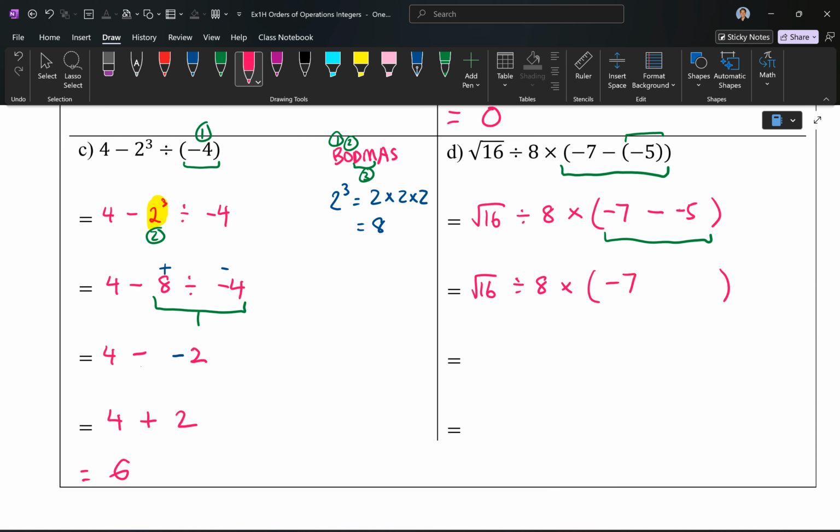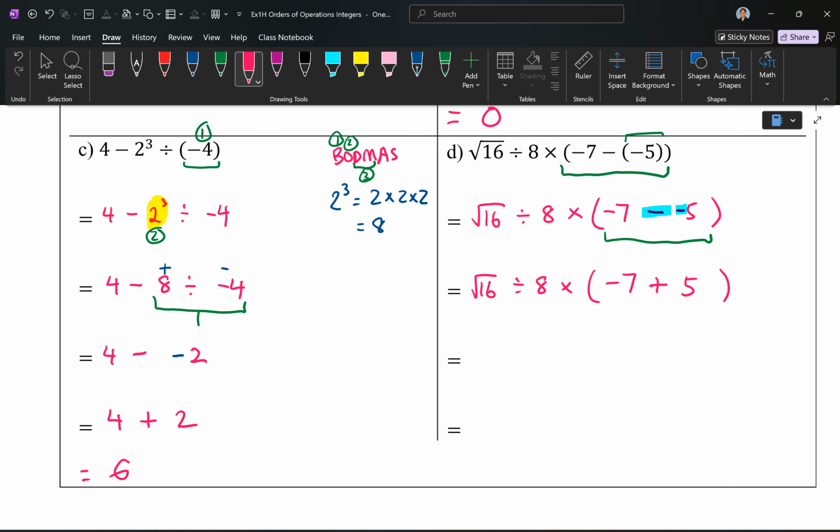So the negative 7, what does the minus negative mean? Plus. Remember that means plus. Minusing a negative is the same thing as adding. So I'm adding 5 units. Notice I'm keeping the brackets because we still haven't figured out what this is yet. We haven't got an answer.